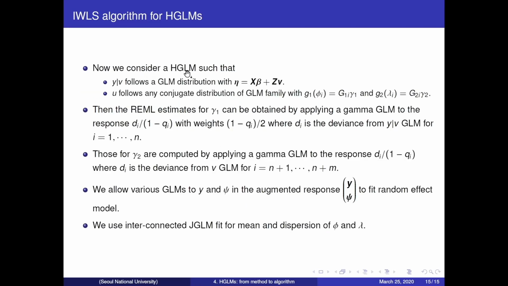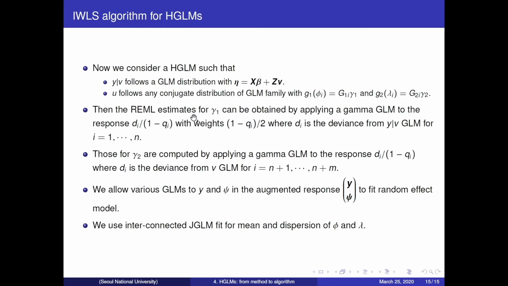Now, we can consider an HGLM with two points. Point 1, Y conditional on V follows a GLM distribution with eta equals X beta plus Z V. And second, U follows any conjugate distribution of the GLM family, with g1(phi_i) equals big G1_i gamma 1 and g2(lambda_i) equals big G2_i gamma 2.